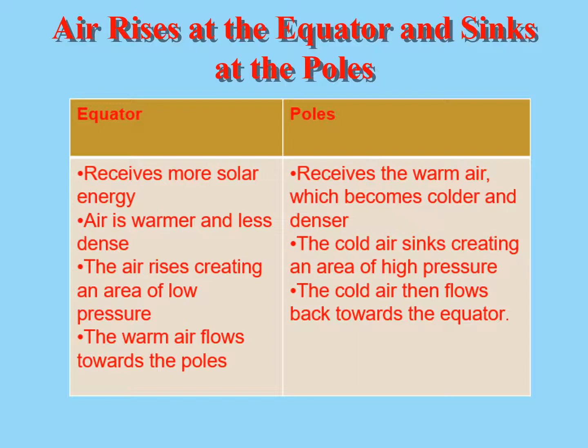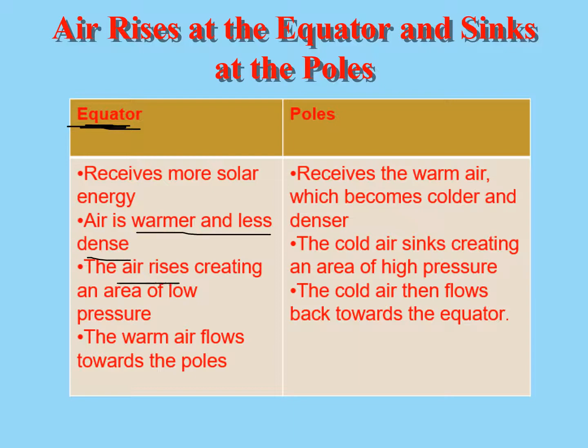Air rises at the equator and sinks at the poles. And as we already discussed, air at the equator is receiving more direct solar energy. It's coming a shorter distance, and it's hitting a smaller area, so it's going to be more impactful, more intense. So it's receiving more solar energy. The air is warmer and less dense.